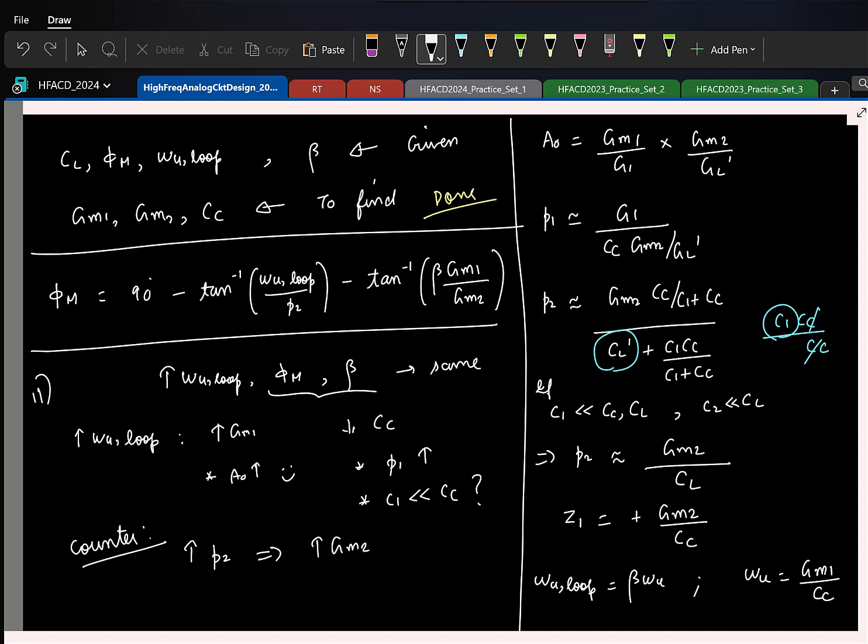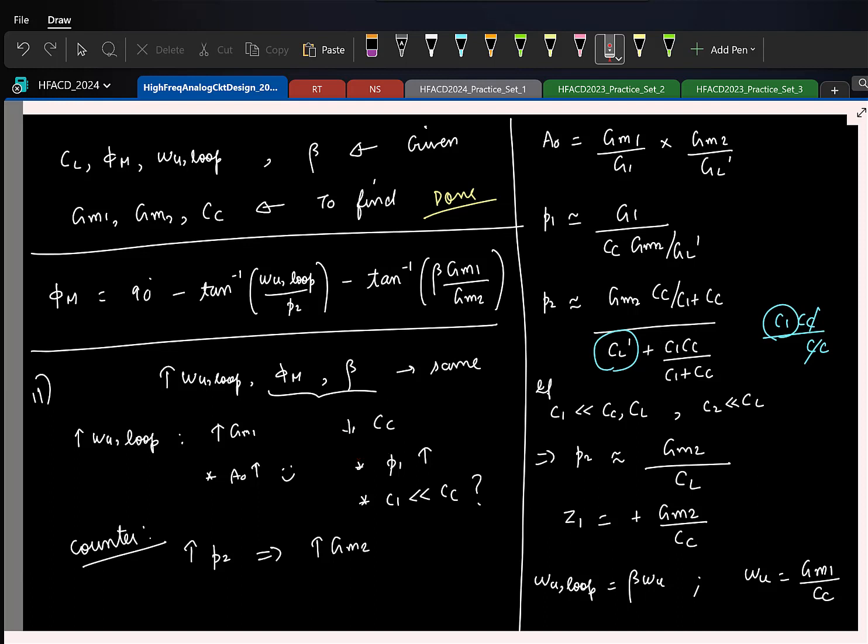So again, this is something one of you asked in the last class. If you want to increase omega u loop, will you increase the power consumption? Again, if you want to keep the same phase margin, you have to increase. If you don't care about the phase margin, it's okay, right? It's free. You can just reduce Cc, with no extra power consumption.